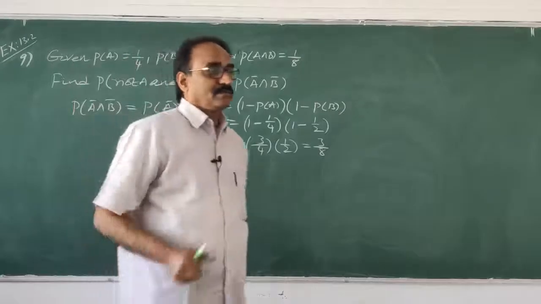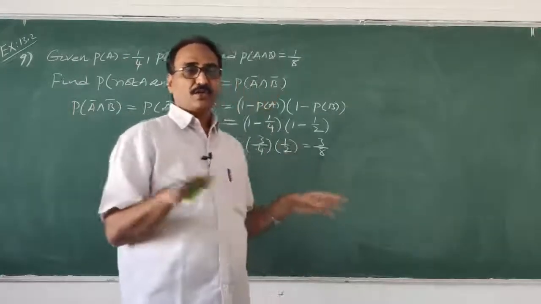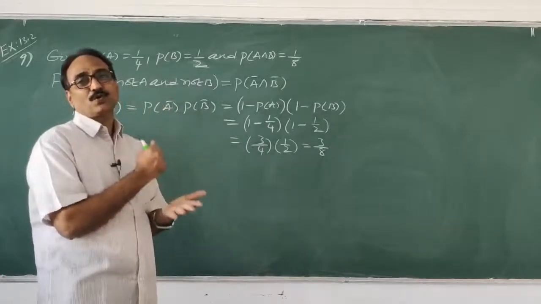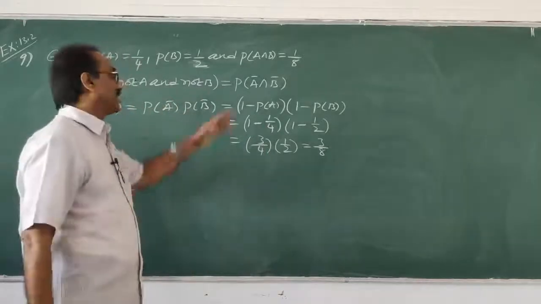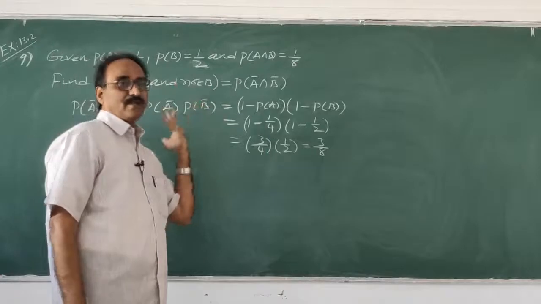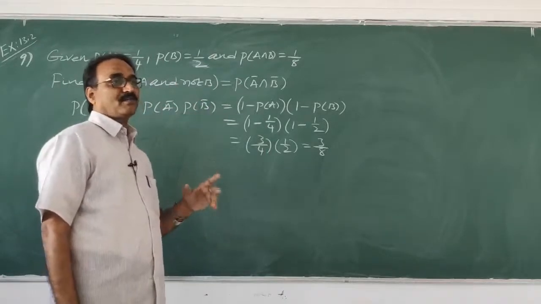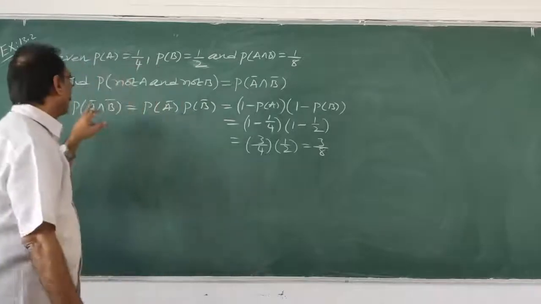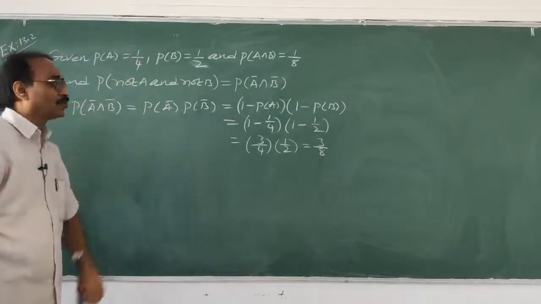Okay, sir, we are happy that you told us like this, but if they are not independent, what should we do? Suppose they are not independent, for example P of A intersection B is not equal to P of A times P of B. In that case, we have to find P of A bar intersection B bar. Then how to do it, sir?